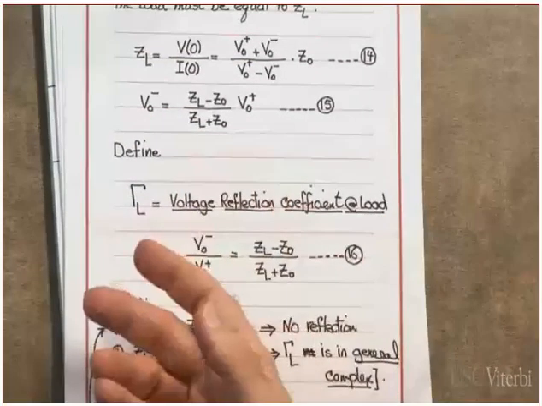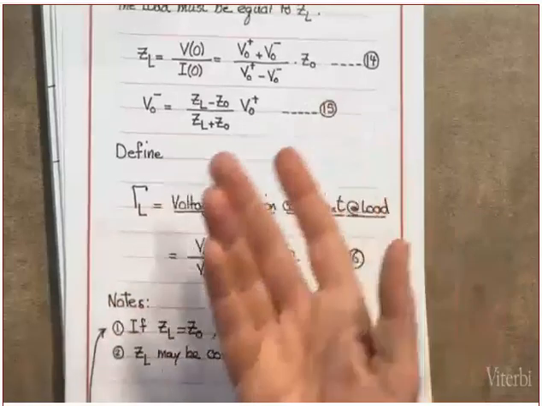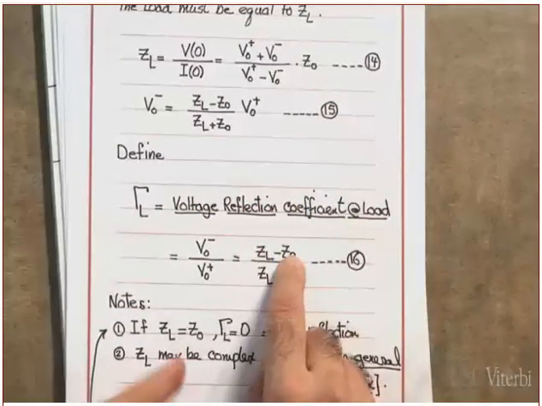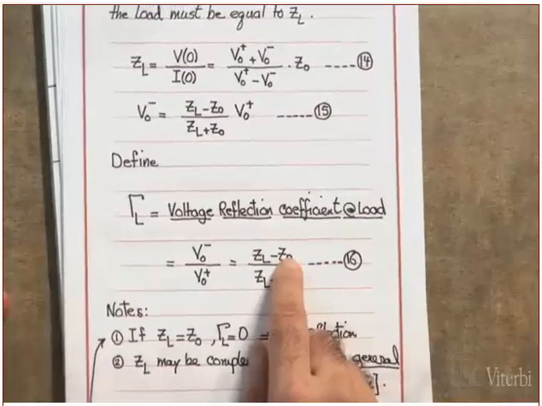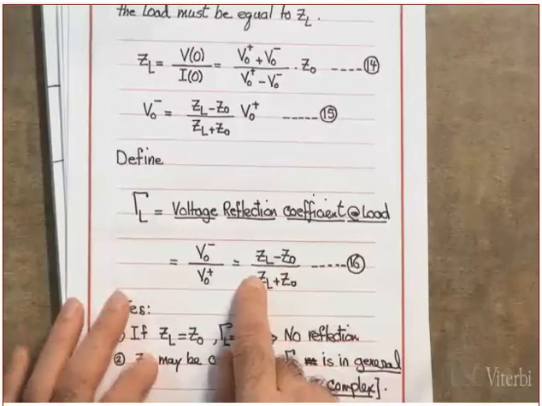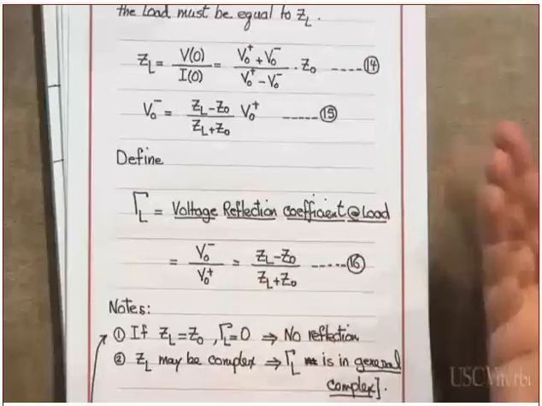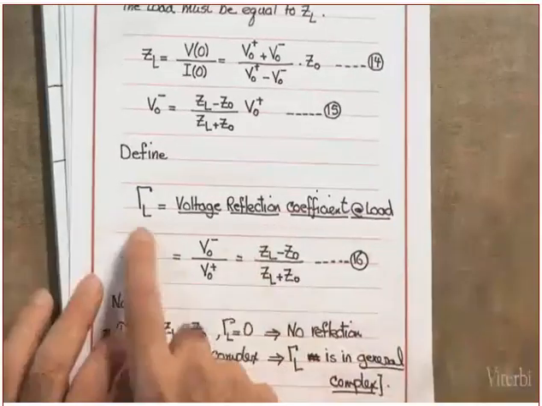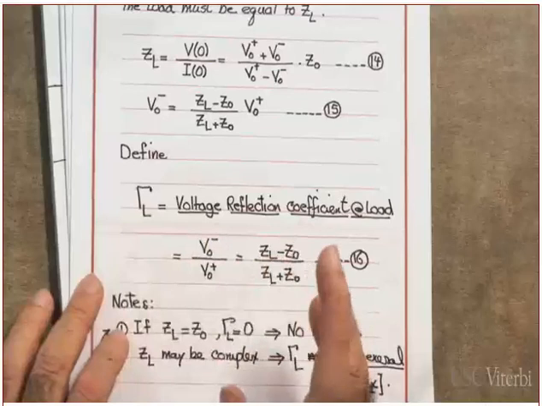Yes. Why? The answer is that, most definitely it could be negative. When? When ZL is what? Less than Z0. Yes or no? In other words, is it possible that Z0 is 50 and the load is 10? Is it possible or not possible? It's possible. Are you following me or not? Okay, so this gamma could be negative.